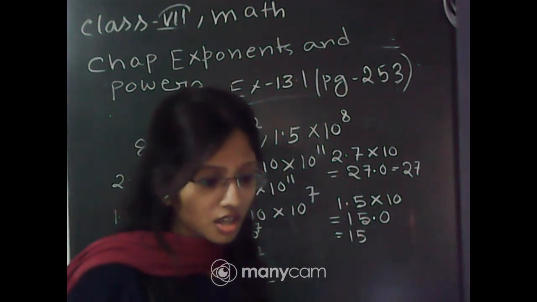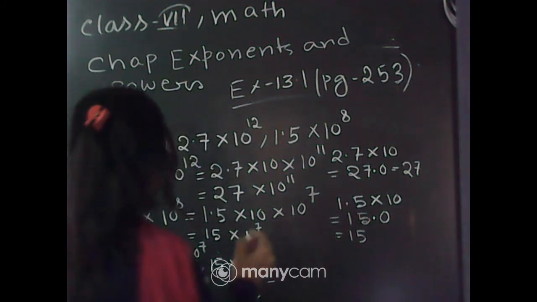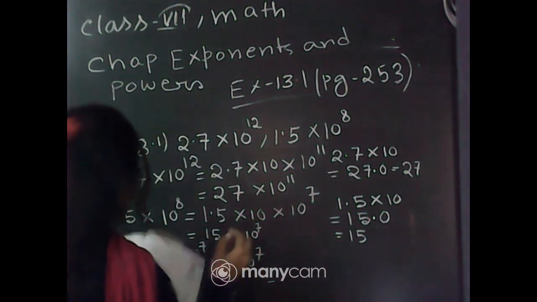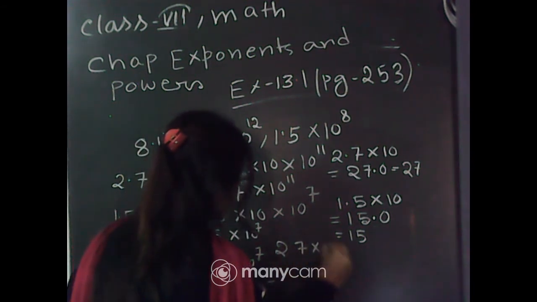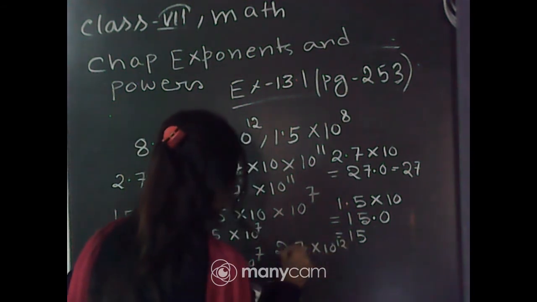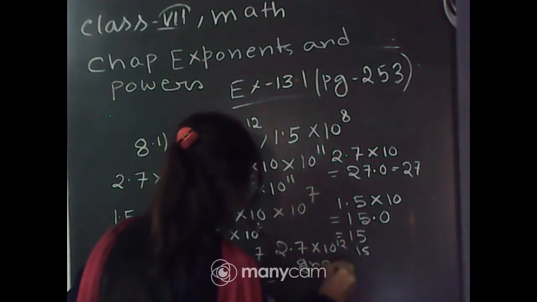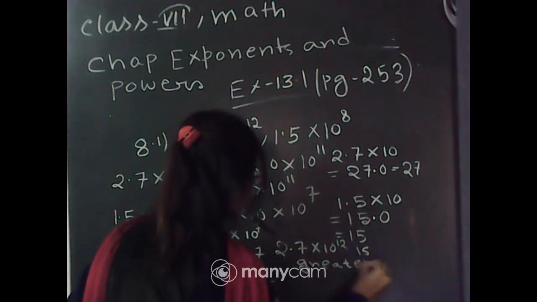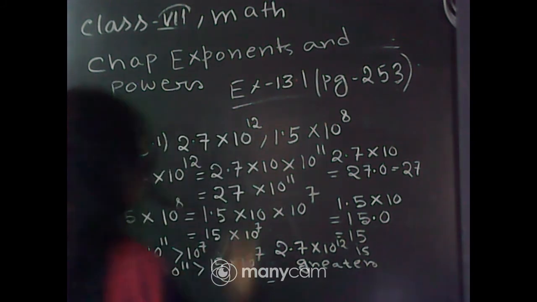Yes. Therefore, 2.7 into 10 to the power 12 is greater. We find that. Clear? Up to this portion, any problem?